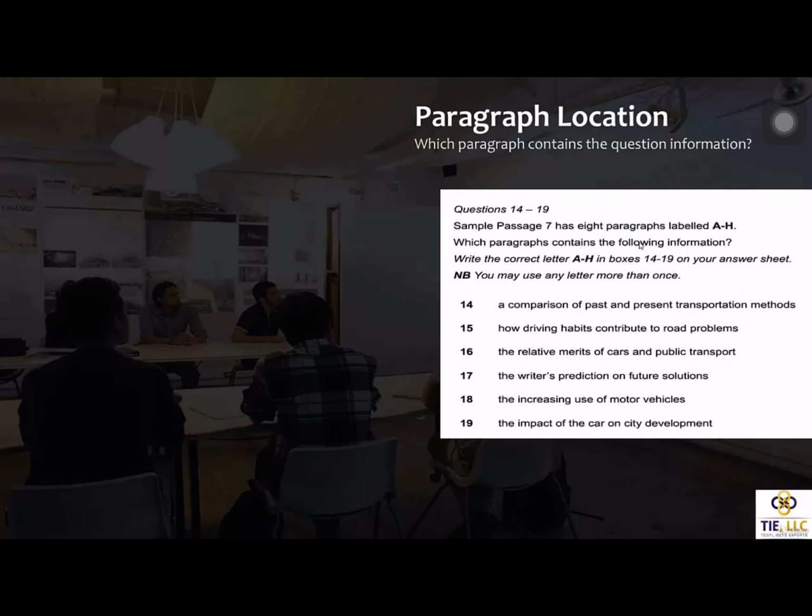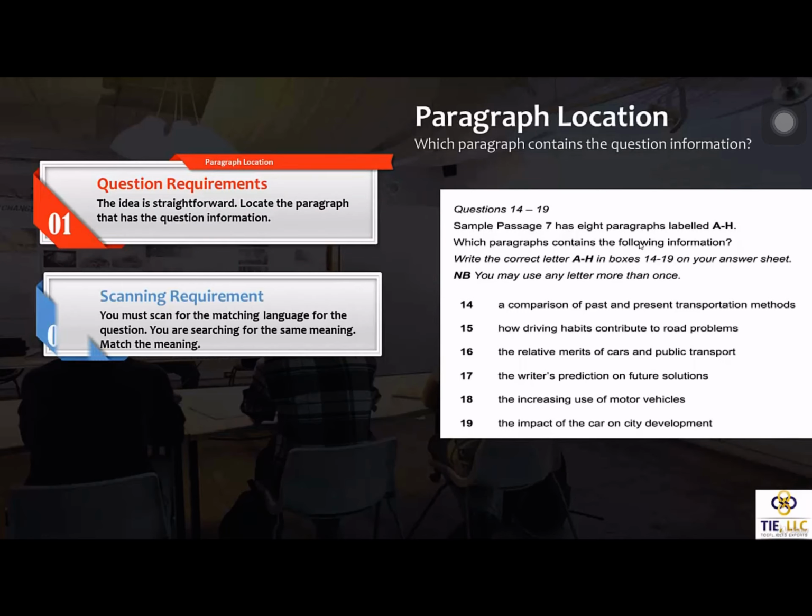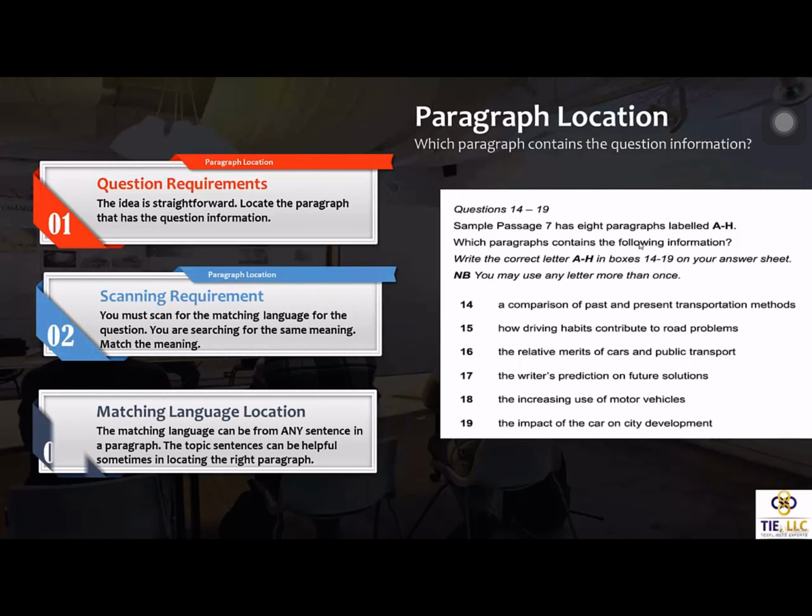So look here on the right, and you can remember and recall, what does this question look like? It always is going to say, which paragraph contains the following information? Or sometimes if you're doing the general exam, which section contains the following information? It doesn't matter if it's the general or the academic exam, the exact same question strategy. Except on one test, they may use section, and on the other, they'll use the word paragraph. But in terms of the requirements, the idea is really straightforward. They want you to locate the paragraph that has the information.